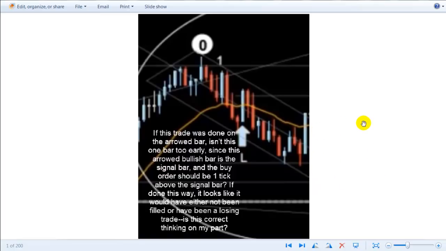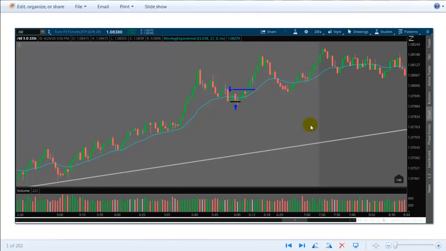So it's really not that complicated, but people get it all mixed up. And so hope that's clear on that one. Okay, here's another chart a trader sent me.